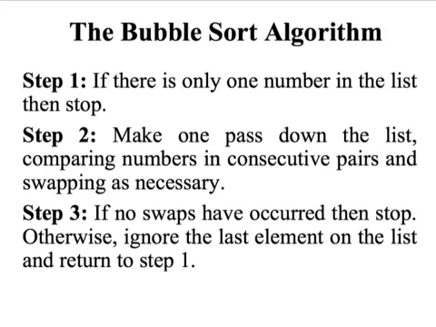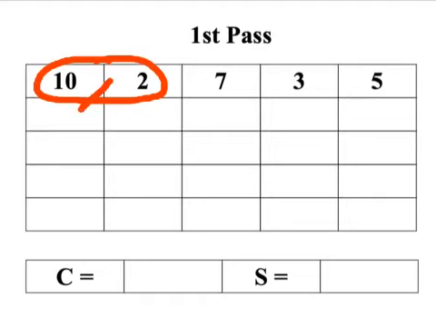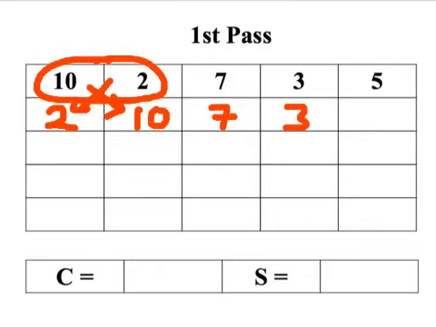Okay, let's have a look how that works in practice. Okay, really short example. We've got the numbers 10, 2, 7, 3 and 5, and we want to sort these numbers into ascending order using the bubble sort algorithm. So, very first thing we do is we look at the numbers 10 and 2. Now 10's obviously bigger than 2, so we swap those pair of numbers over. And I'm just going to do arrows like that to indicate I'm swapping them. So 2 goes there, 10 goes there, and then I'll just fill up the rest of the list.